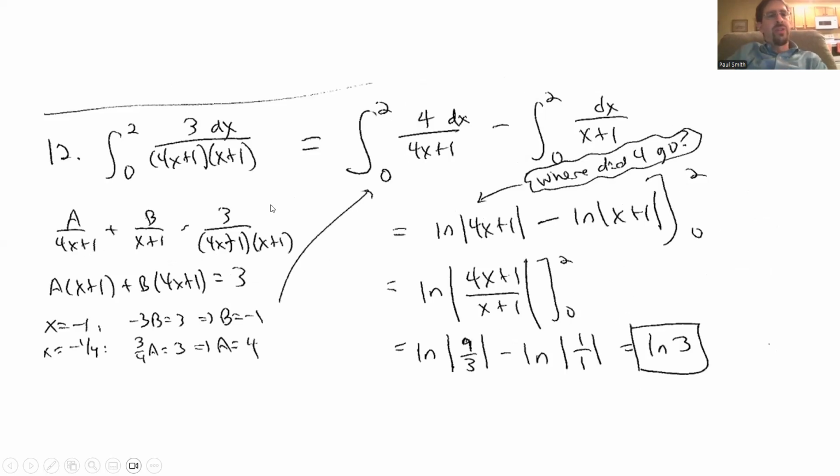Number 12, the integral from 0 to 2 of 3 dx over (4x plus 1) times (x plus 1). So decompose it just like before. We want A over 4x plus 1 plus B over x plus 1 to equal the original. That means A times (x plus 1) plus B times (4x plus 1) is equal to 3. I test -1 and -1/4 and end up with B equal to -1 and A equal to 4.